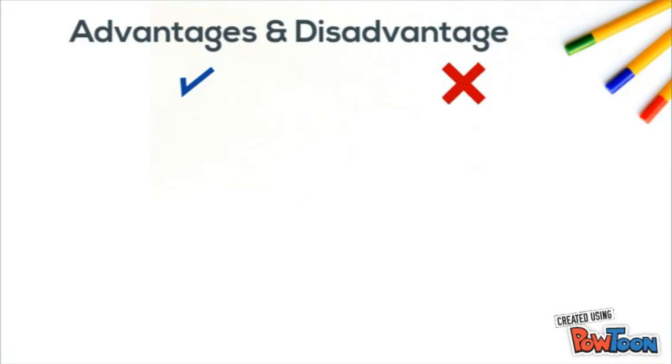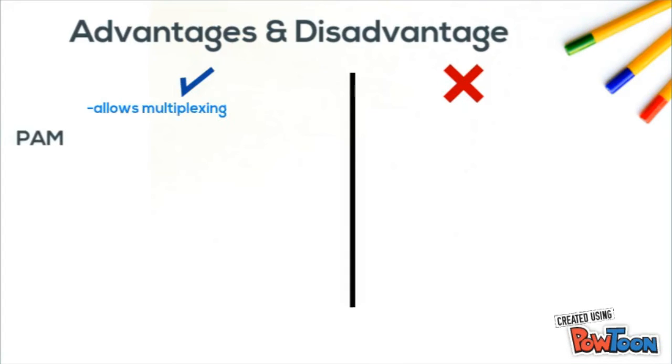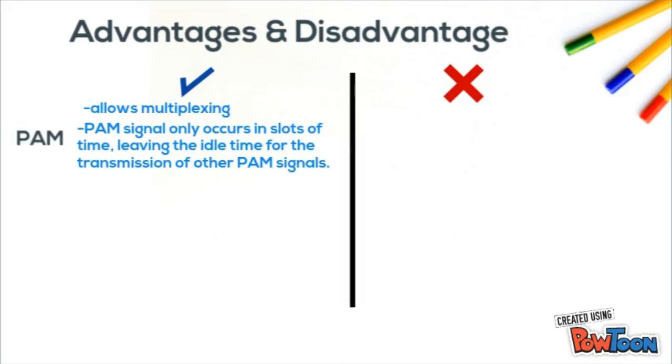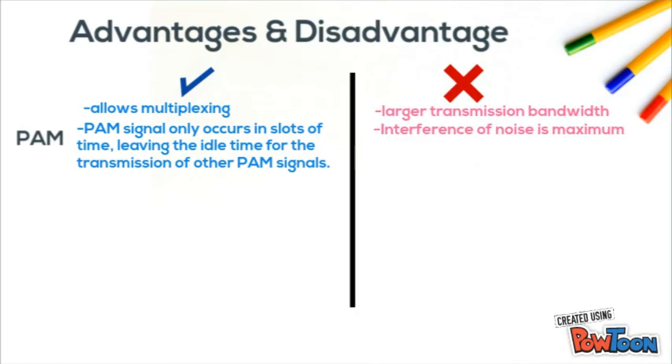Now we are going to talk about the advantages and disadvantages of the three pulse modulations. For PAM, it can multiplex and only occurs in slots of time, allowing transmission of other PAM signals to occur during its idle slot. It also requires precise synchronization of clocks between the transmission device and receiving device. PAM disadvantages include requiring a large transmission bandwidth and power. It also receives maximum interference from noise.